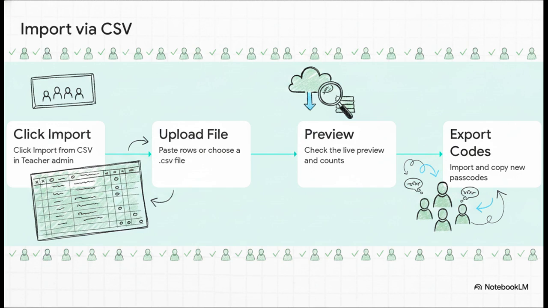And please forget about manual data entry. If you need to onboard a whole class at once, the CSV import tool is absolutely going to be your best friend. You literally just paste or upload a simple spreadsheet of student names and passcodes. The system is smart enough to ignore headers and any duplicate names. It gives you a live preview of the count, and it generates your entire roster instantly.